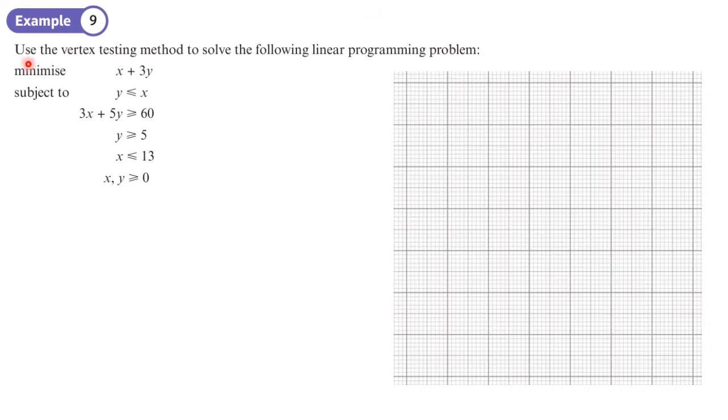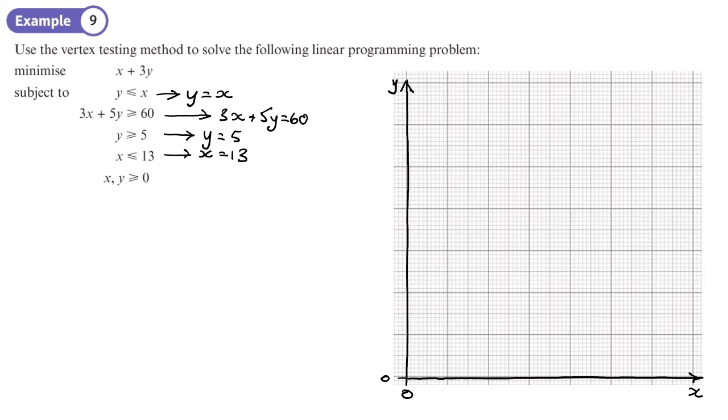Example 9. So here we're going to use the vertex testing method to solve the following linear programming problem. So it means drawing all of these, finding all the vertices, working out the coordinates of all of the vertices in our feasible region, and then substituting each one in to work out which one gives us the minimal cost or the minimum value for x plus 3y.